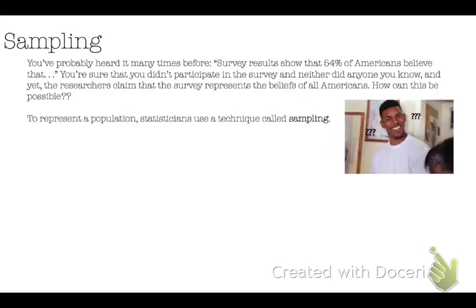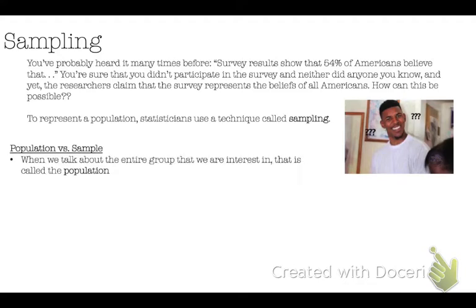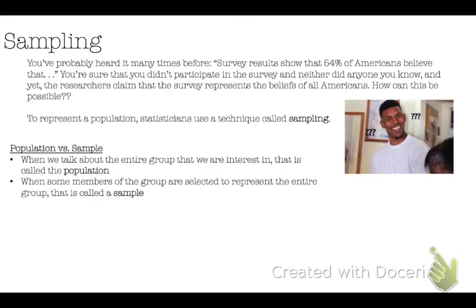There are different ways to represent a population, and statisticians use a technique called sampling. So, population versus a sample. When we talk about the entire group that we're interested in, that is called the population. When some members of the group are selected to represent the entire group, that's called a sample.